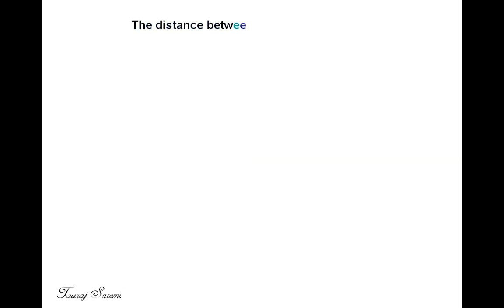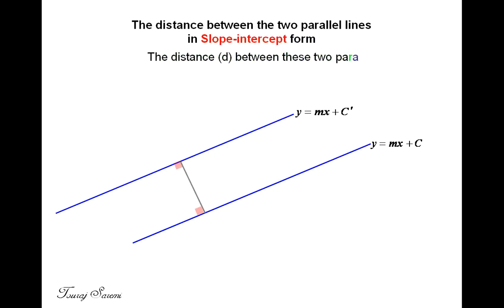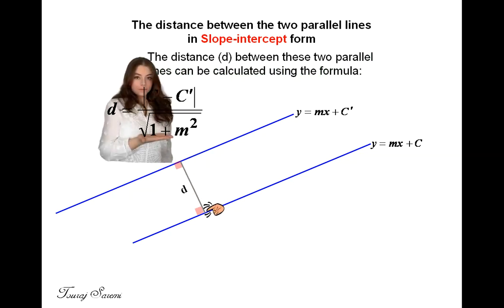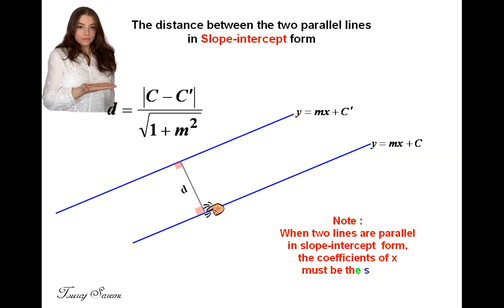The distance between two parallel lines in slope-intercept form. The distance d between these two parallel lines can be calculated using the formula. Note: when two lines are parallel in slope-intercept form, the coefficients of x must be the same.